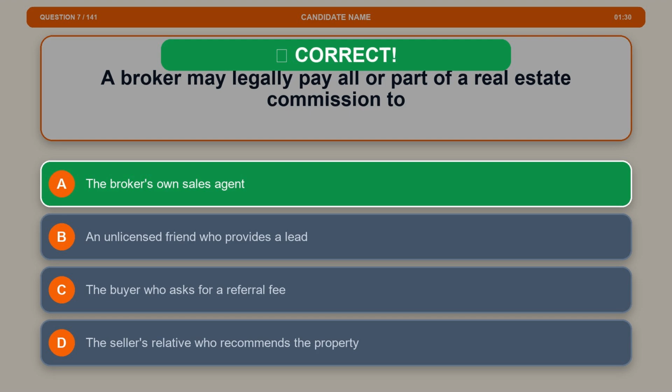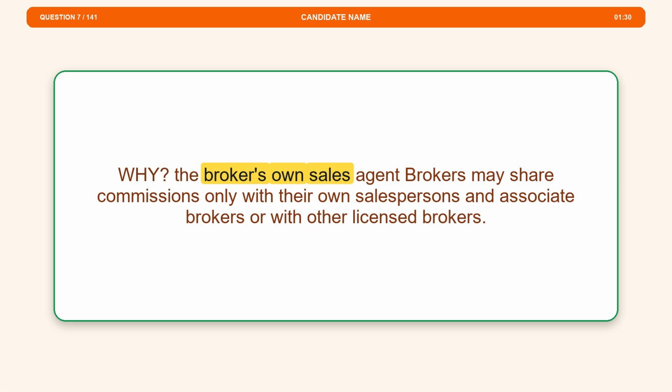The correct answer is option A. The broker's own sales agent. Brokers may share commissions only with their own salespersons and associate brokers, or with other licensed brokers.